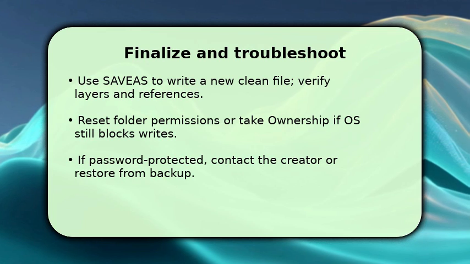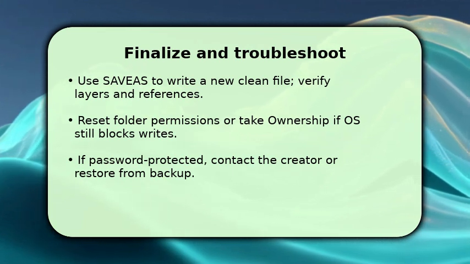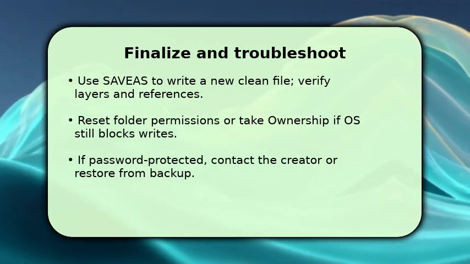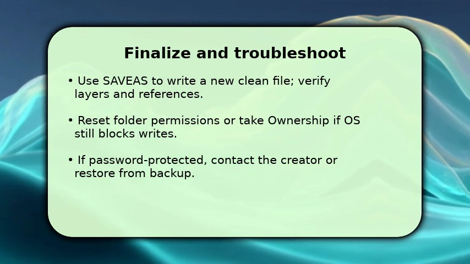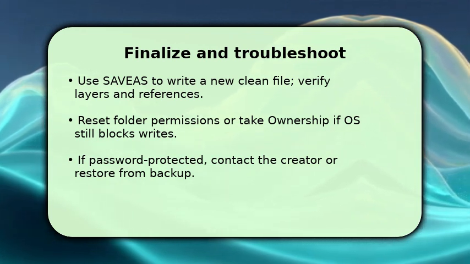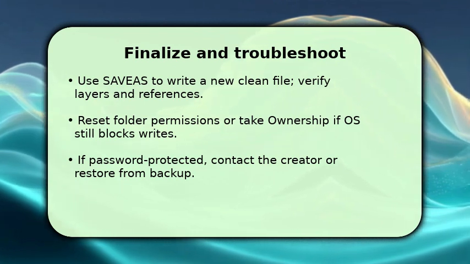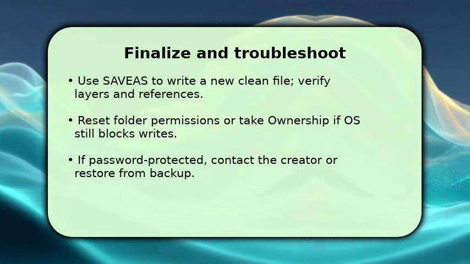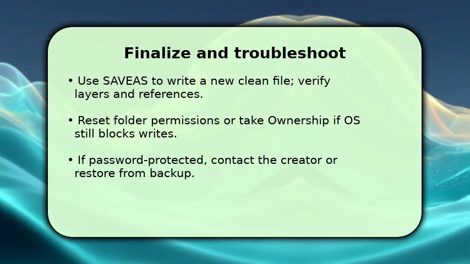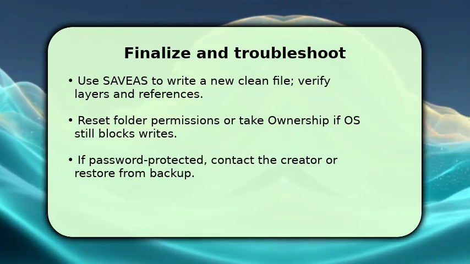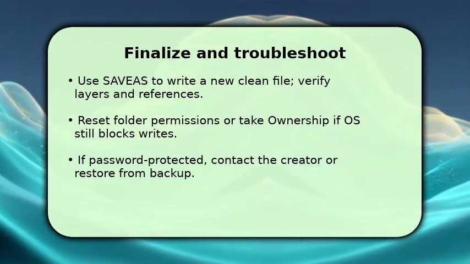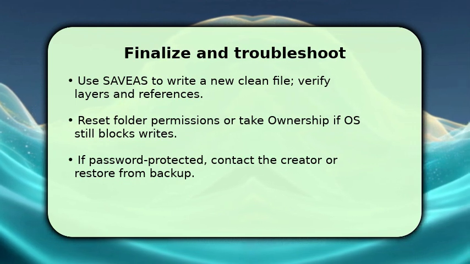If the OS still blocks saving, reset folder permissions or take ownership via properties and then retry. If AutoCAD prompts for a password, you cannot bypass it. Contact the creator or restore from an available backup. Troubleshooting tip: if corruption persists, try the BAK/ASV route and open on another machine with the same AutoCAD version.